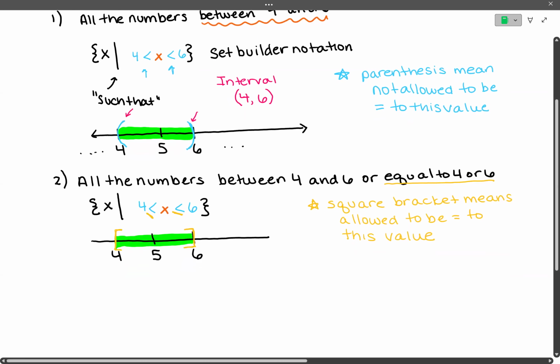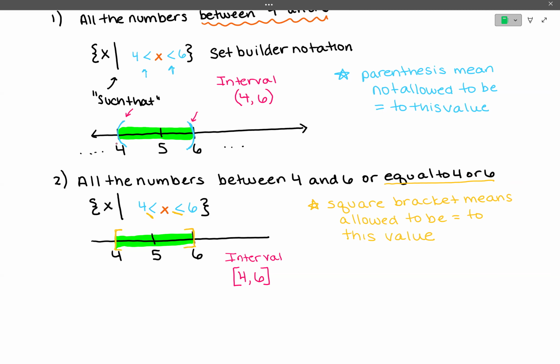Now, in the second question, where I have or equal to 4 and or equal to 6, for my interval notation, I'm still going to do leftist to rightist, but now I need to tell my reader, hey, you're allowed to include 4 and you're allowed to include 6. So I would put square brackets on those. Now, the edges don't have to match. So you could have one of them you're allowed to be equal to and one of them you're not allowed to be equal to.